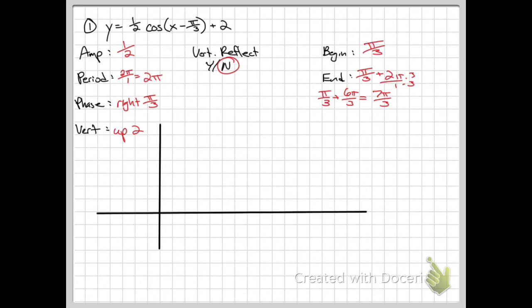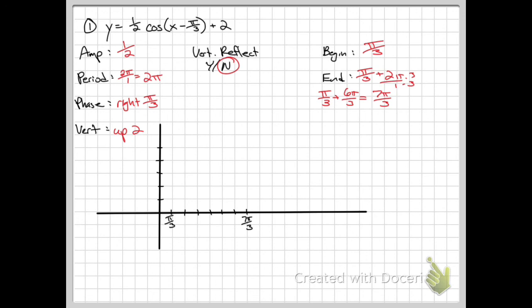Counting by threes because my beginning and end all have denominators of 3. So the first one's pi over 3. Then I'm just going to count 2, 3, 4, 5, 6, 7 pi over 3 is as far as I need to go. My y-axis, I always count by ones. Just look at the axes, right? If it's multiple choice, look at what's graphed.